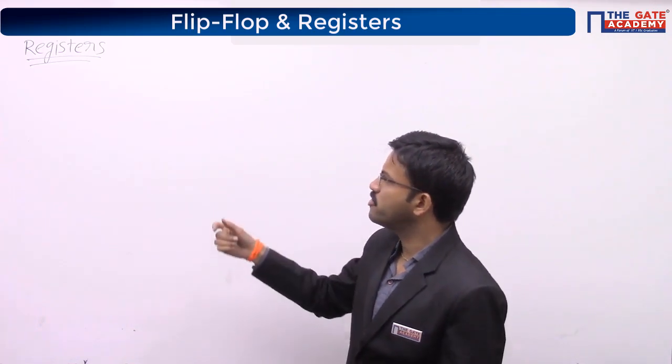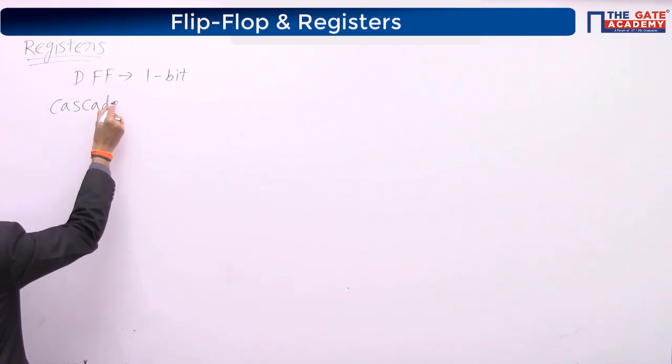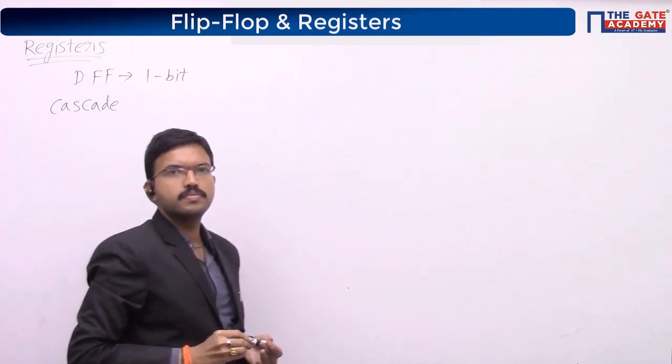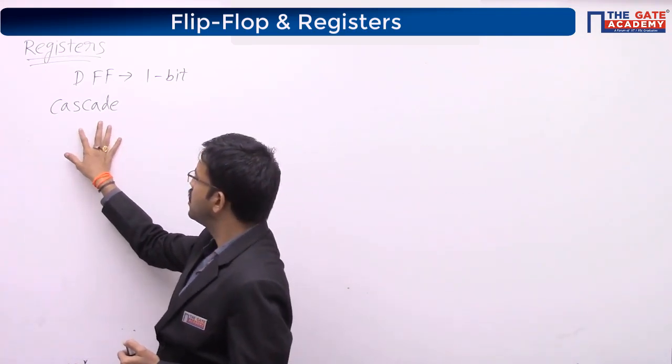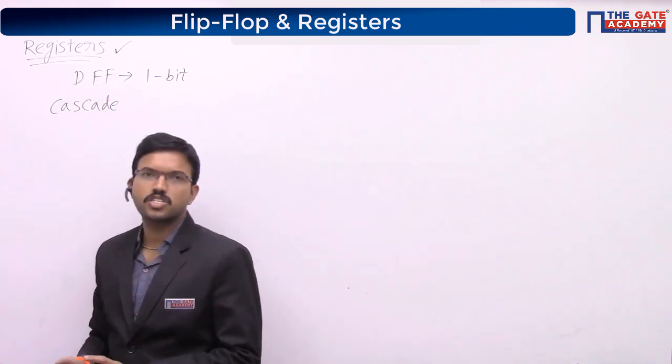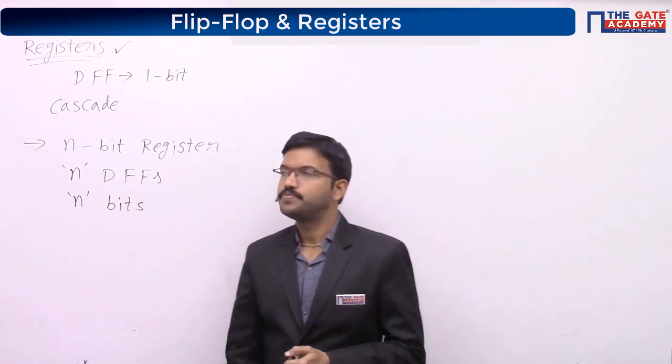Next topic, registers. You can write down. Regarding flip-flops, I already mentioned that the D flip-flop is used for storing 1 bit of information. If we want to store multiple bits of information, we will use multiple D flip-flops. You can write down: if we want to store multiple bits of information, then we have to cascade multiple D flip-flops. A group of D flip-flops is known as a register. Next point, an n-bit register consists of n D flip-flops and stores n bits of information.